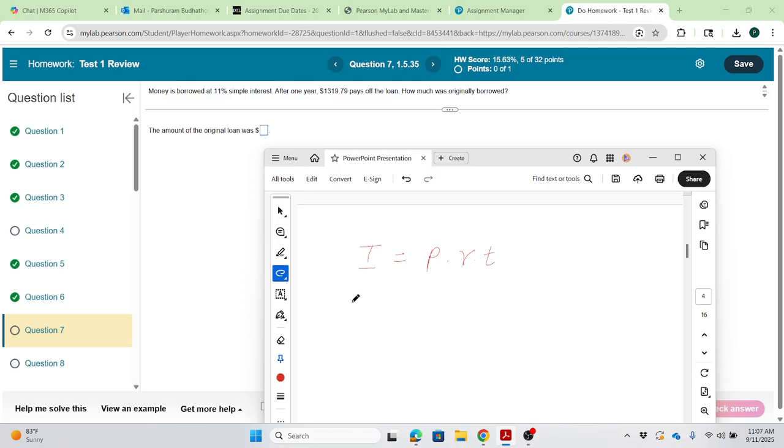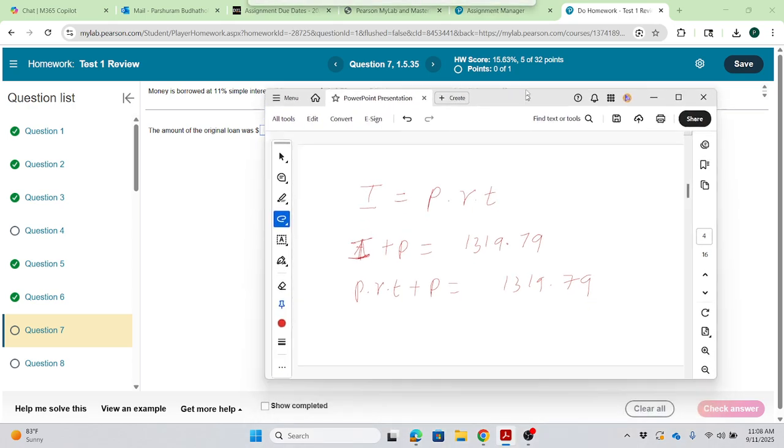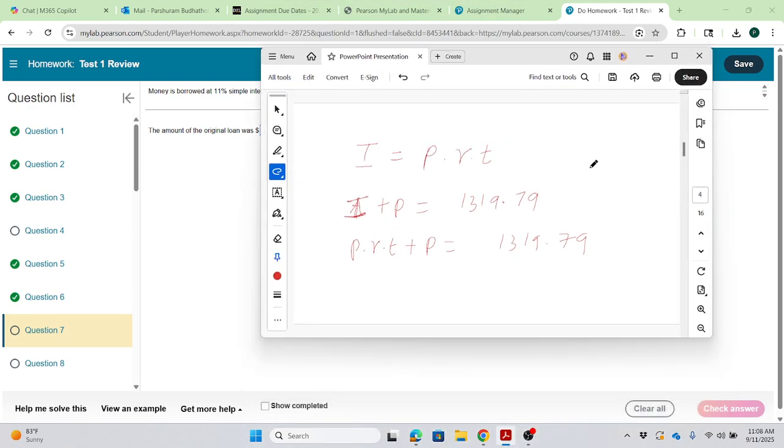So how do you write it? Interest plus principal is $1,319.79. We know interest is P times R times T. We don't know the principal, but we can use this as a linear equation. And now we can plug in the rate. We always have to use the rate in decimal. So 11% means 0.11, and time is 1 year. Time is always in years. So I'm going to put this information here.